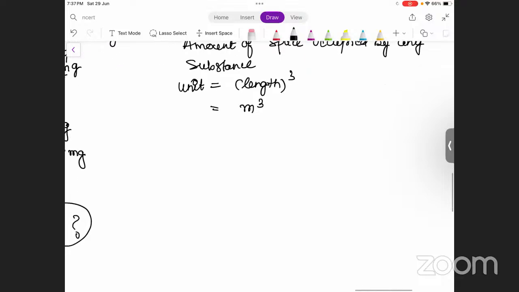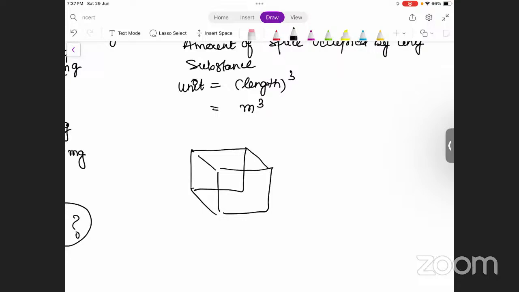Now, let's suppose I take a cube whose dimension is 1 decimeter by 1 decimeter by 1 decimeter, right? If I take a cube whose length, breadth, and height are 1 decimeter by 1 decimeter by 1 decimeter, then the amount of substance that will come in this cube will be equal to 1 liter. That's how we define 1 liter.